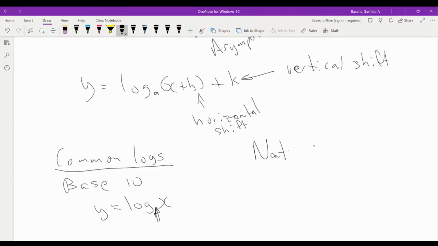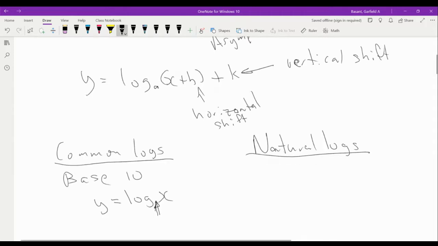And we also have natural logs. What is our natural log?